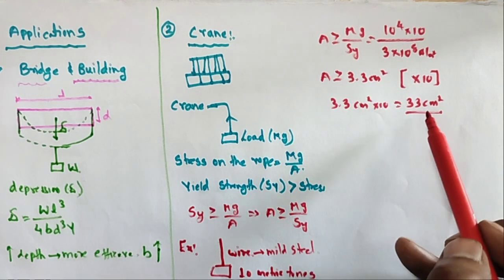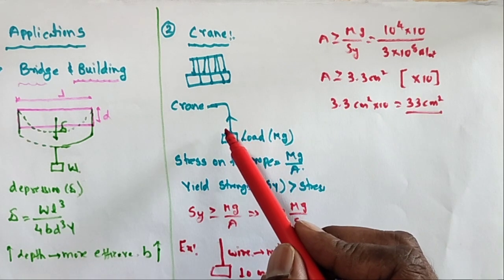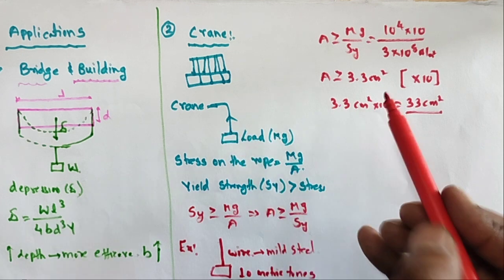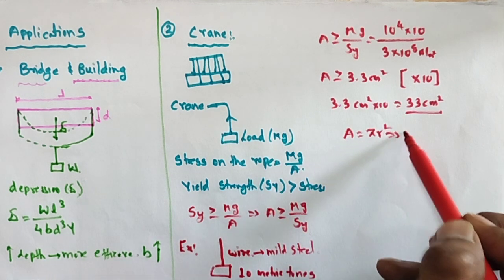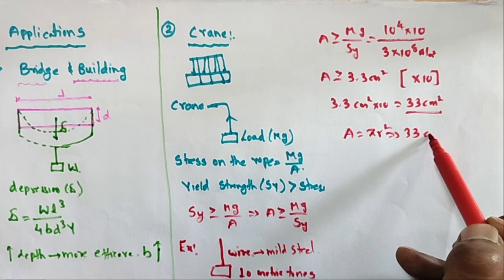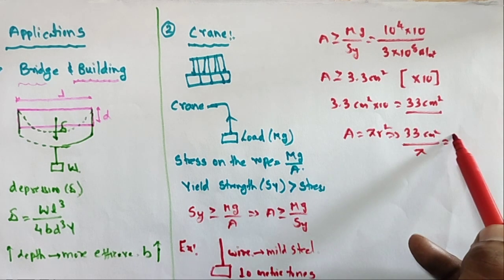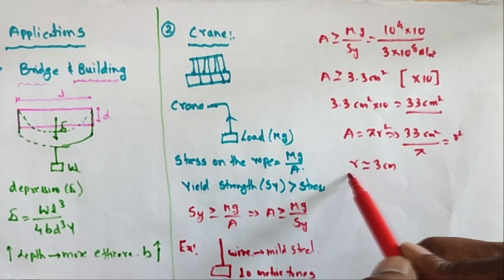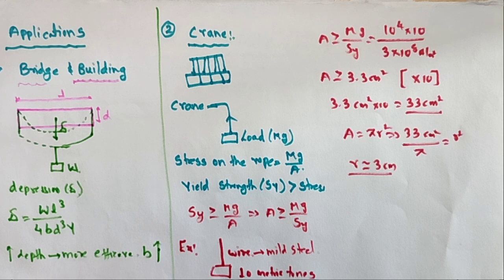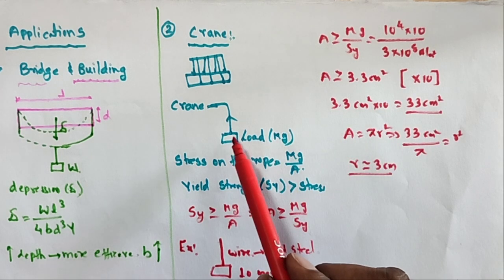What is the area of the cross section? 33 centimeters square is the area of the cross section of this wire. It is very safe. But what is the radius? The area A of the wire is equal to pi r square. So that is 33 centimeters square by pi, taking r square. Finally r is approximately 3 centimeters. So the radius of the wire is 3 centimeters. Okay, it is very good, it is not broken.